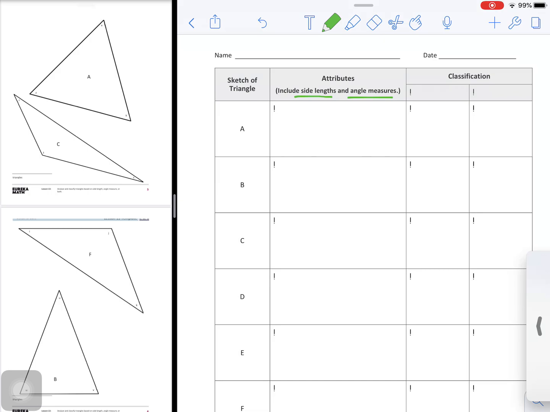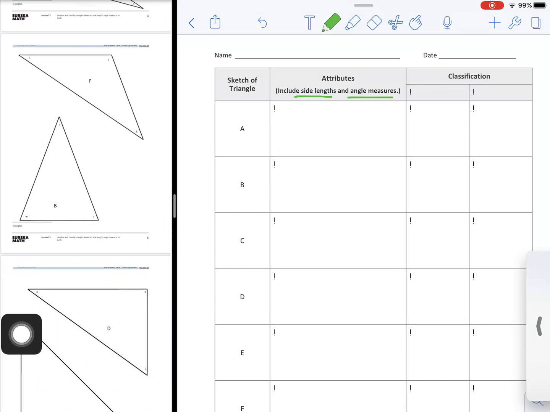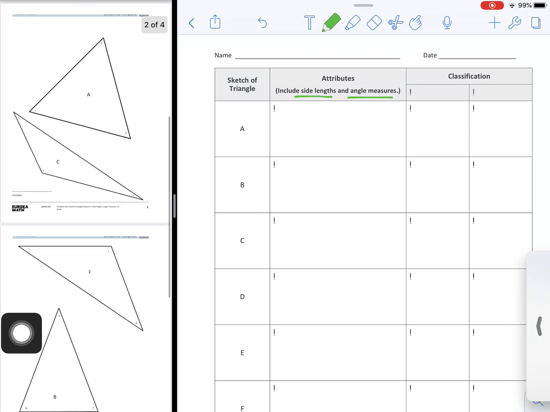First of all, you're going to need your templates, and we're going to have all three of the templates for the triangles, and then we're going to have our recording sheet, which is where we're going to record our responses. So we're going to start with a sketch. If you take a look at the first part of your template, it says to sketch the triangle.